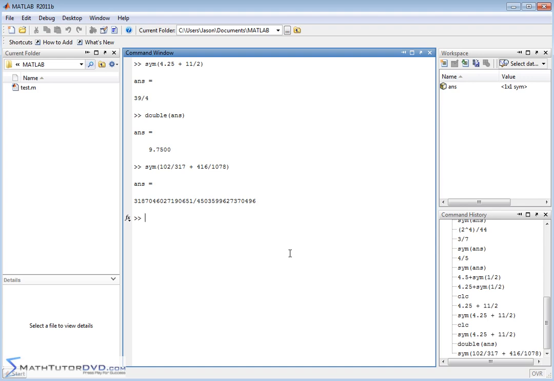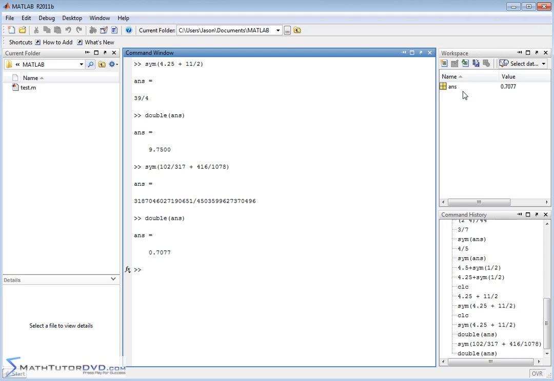So I decided, you know what, I don't want to look at this in fractional form anyway. I can just recalculate the answer. I could take this part and dump it into a new command line, sure, but I can also just say double answer. Take the last answer. Notice here the answer is a symbol variable because it's a fraction. Let me go ahead and hit double. It changes the last answer back to a numeric value, 0.7077. So basically the command double takes something and converts it to a decimal.